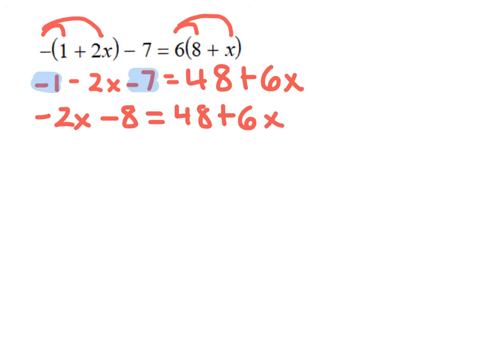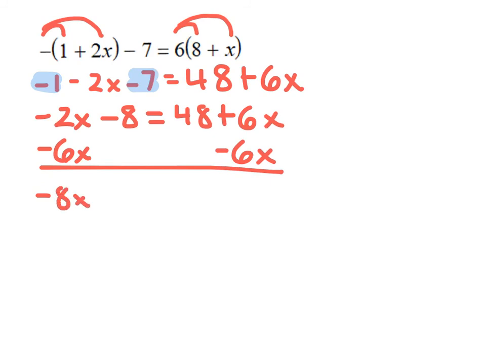The next thing I'm going to do is bring all of my variable terms to the left side. So to undo this adding 6x, I'm going to subtract 6x from both sides. So I'll get negative 8x minus 8 equals 48.